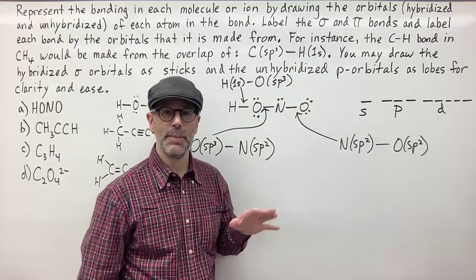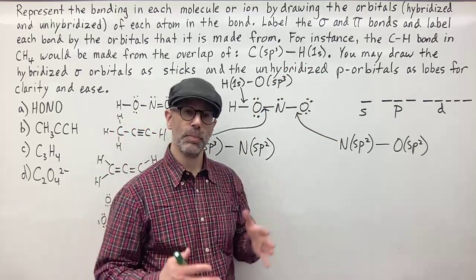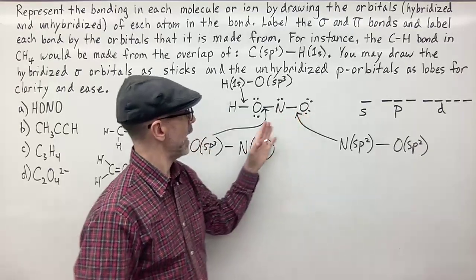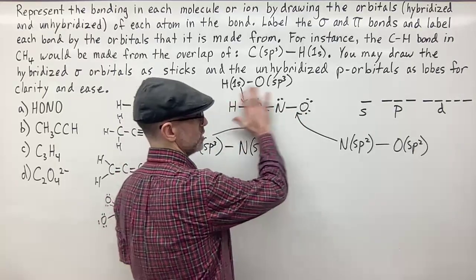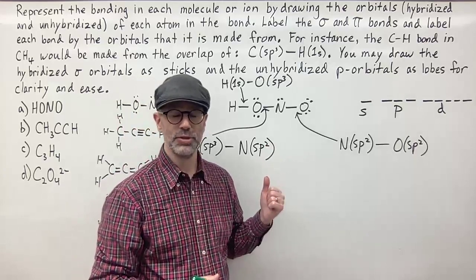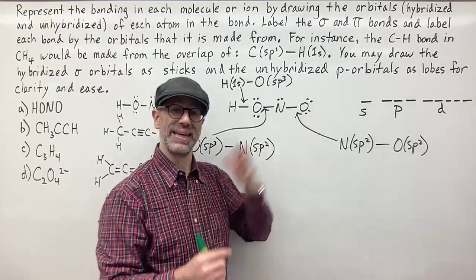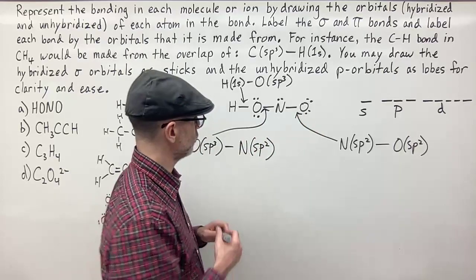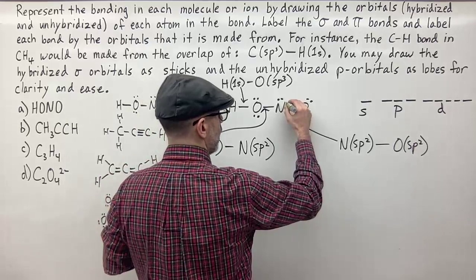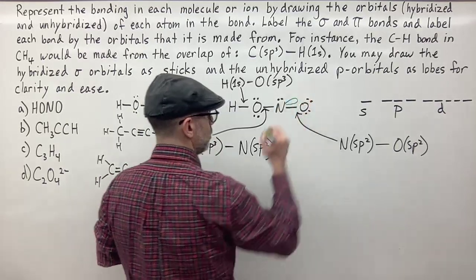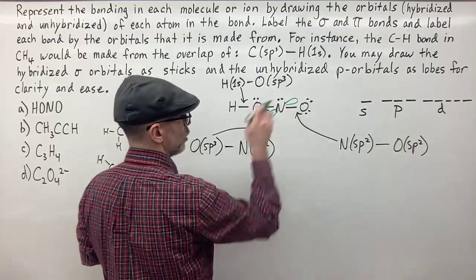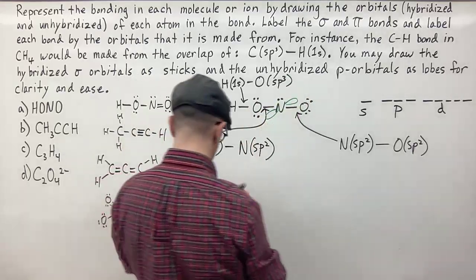So when you have unhybridized p orbitals, they are going to be perpendicular to the plane, or perpendicular to the axis. And so if I'm going to pretend that this is all in the same plane, then the unhybridized p orbital should be coming out of the board like so. So I'm going to try the best as I can. So here I have my p orbital going out of the board. Here it's going into the board. Here it's coming out of the board.